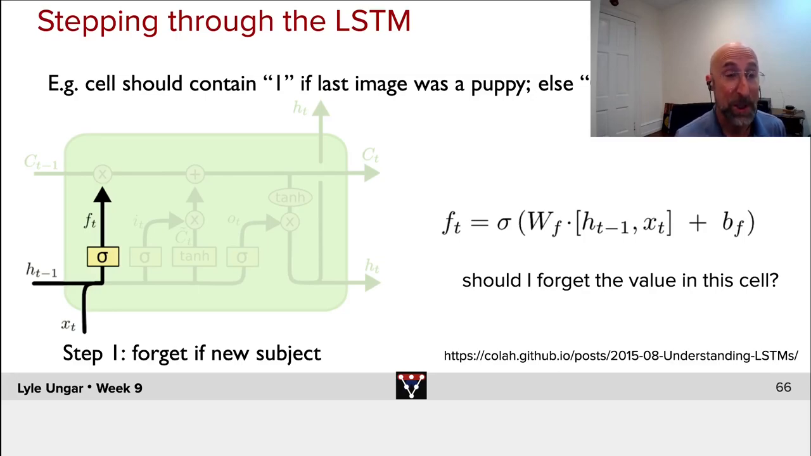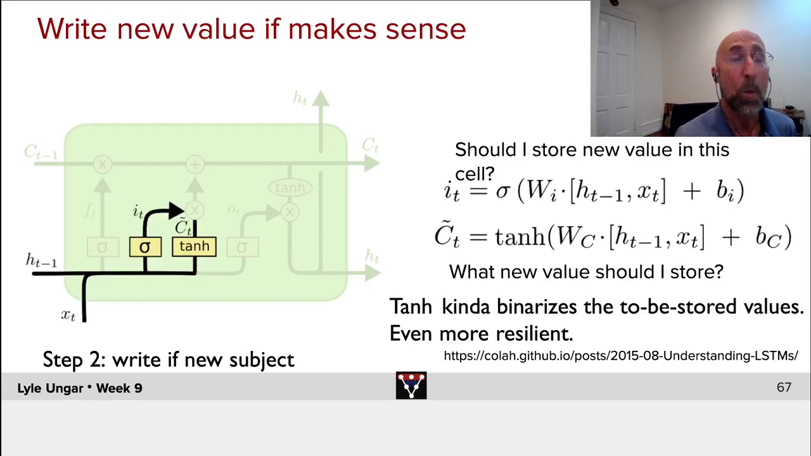Should we forget this previous version? Should we remember it? Okay? So should I forget the value in the cell? It's some function of the input, x, and the preceding state. Well, along with whether we should forget the last thing, should we remember something new? So we're going to have an I for input.